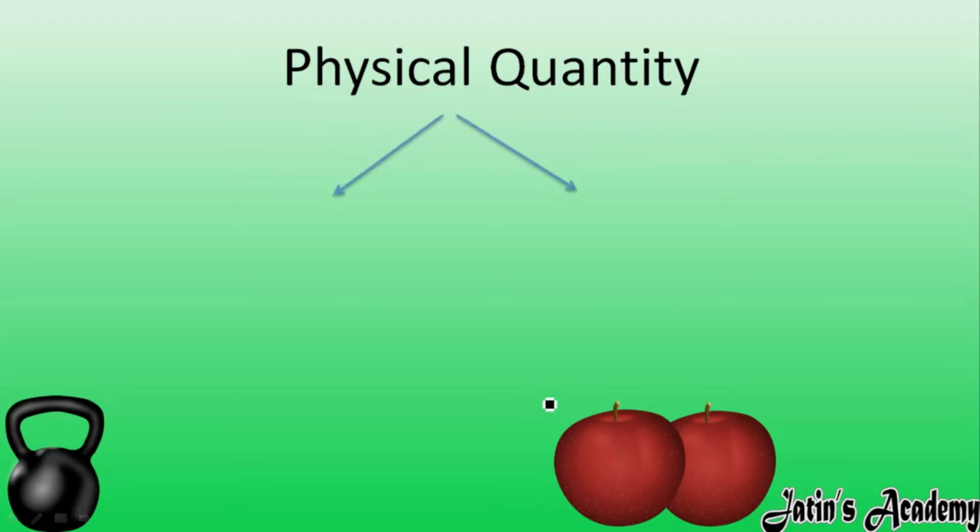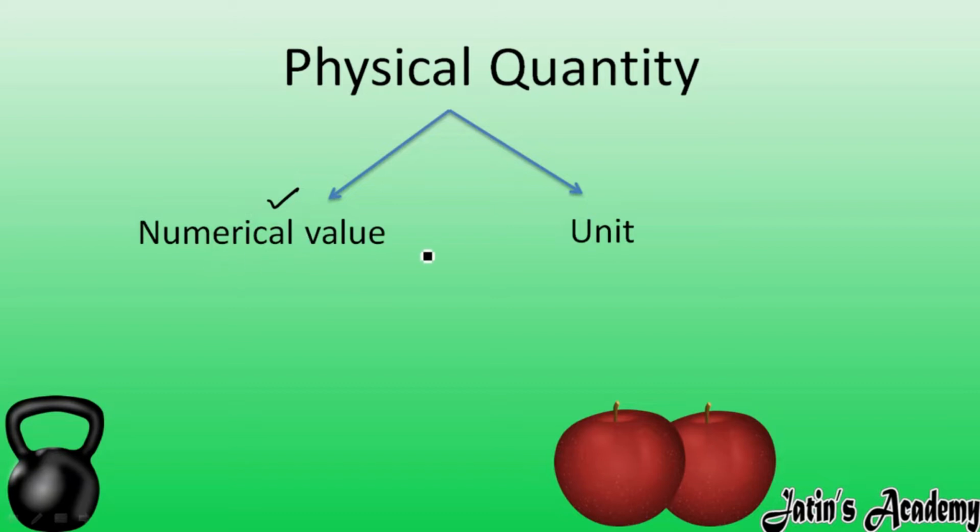Next, we have physical quantity. The physical quantity which we have just studied, that which can be measured, is known as a physical quantity. Here we are watching two things. First is the numerical value, and second is its unit. In order to write any measurement of a physical quantity, we use two things. One, we use a numerical value. Second, we use a unit.